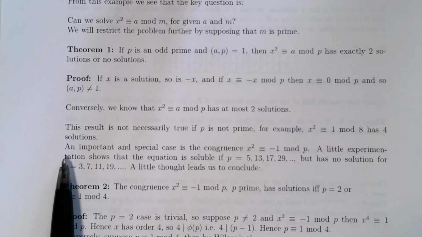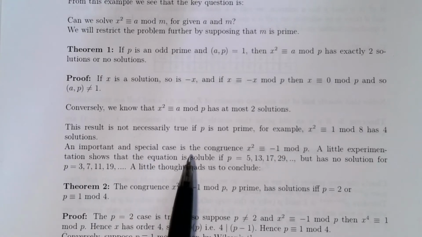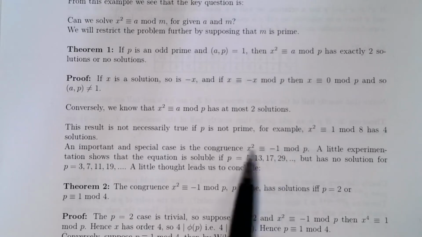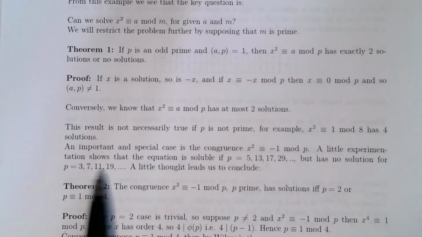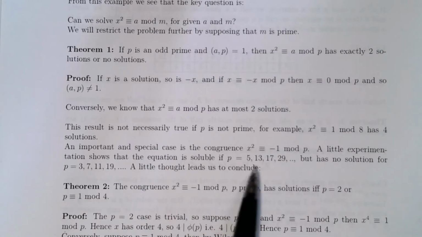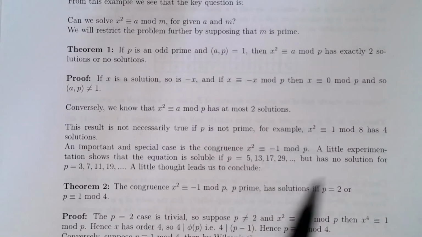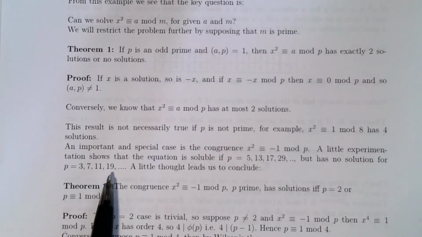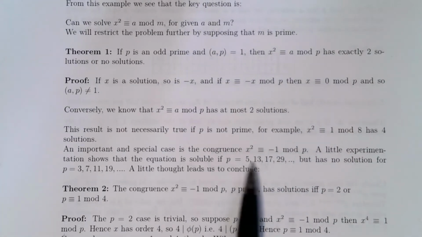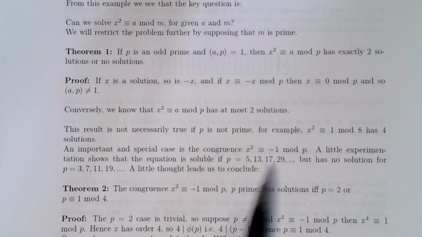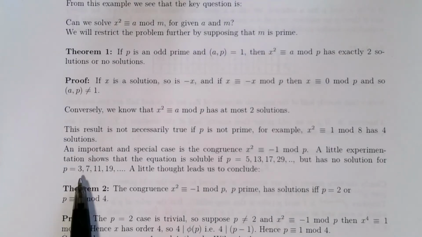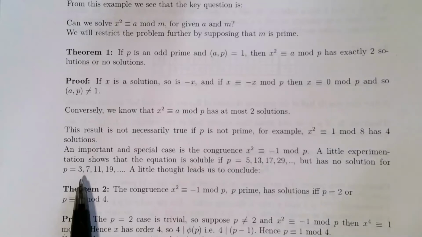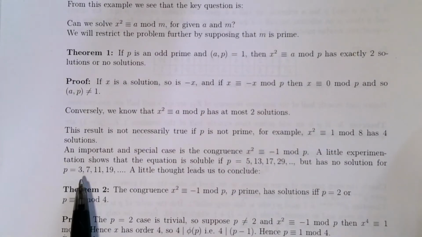Well, an important and very special case of this congruence is when is minus 1 a square mod p? And you can experiment a little bit with this, and you find that the equation does have solutions if p is 5 or 13 or 17 or 29, but no solution if it's 3, 7, 11, 19. And if you look carefully at these numbers, especially divide them by 4, you'll see that all these numbers are 1 mod 4 primes, and all these numbers are 3 mod 4 primes. And we see here that the primes bifurcate into these two classes, the 1 mod 4s and the 3 mod 4s.